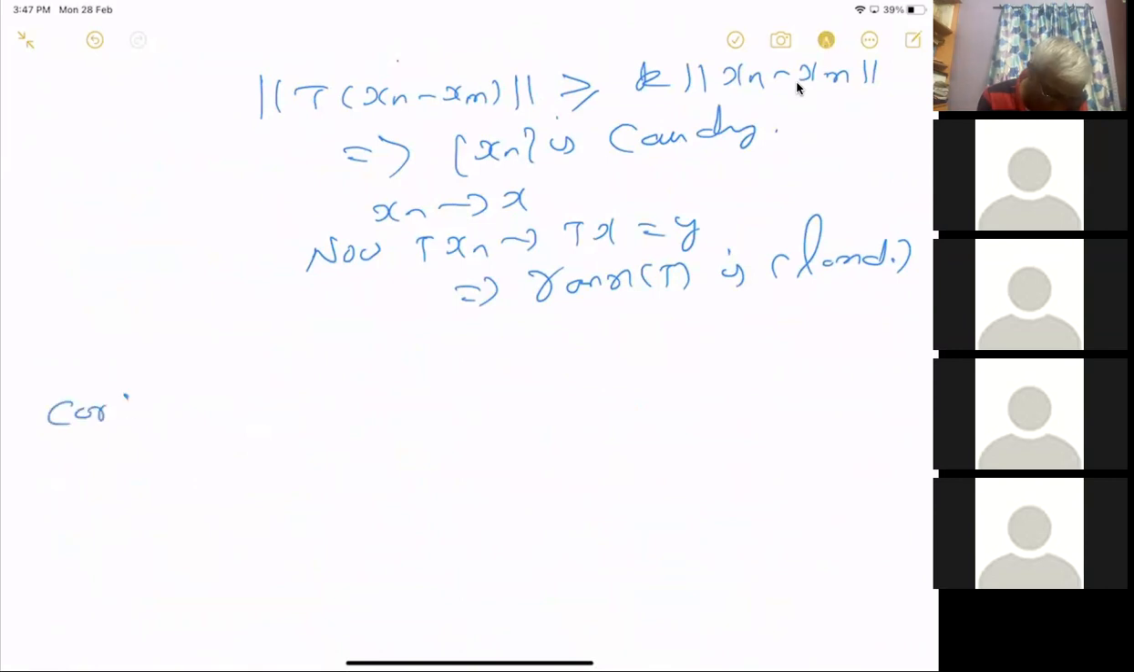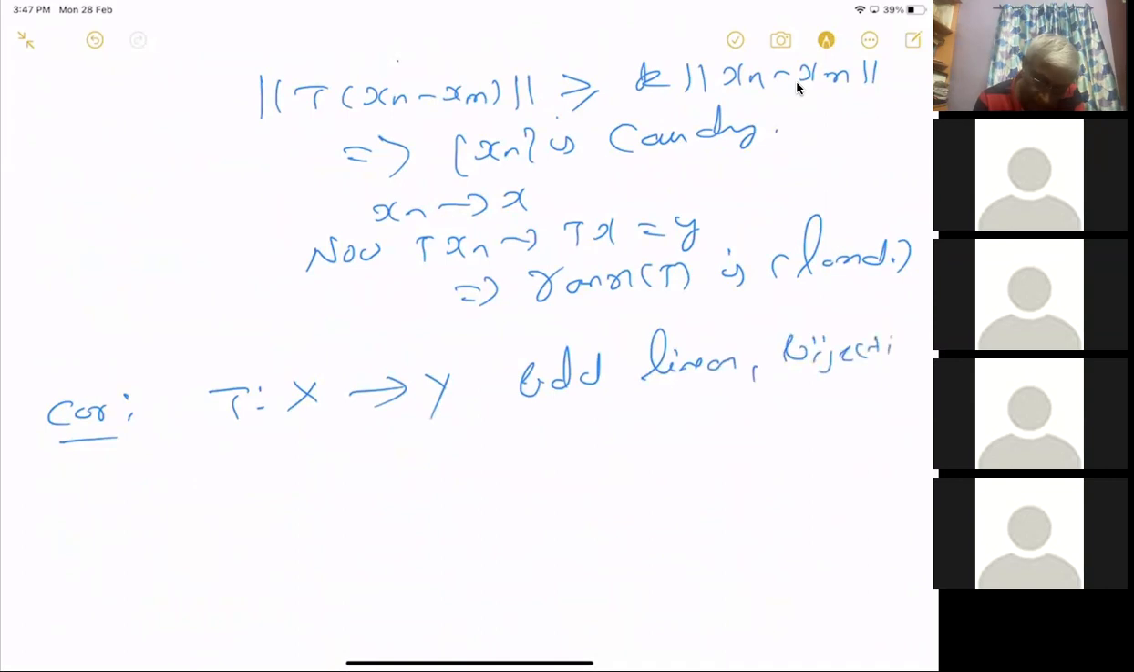So we have the following corollary. If T from X to Y is bounded, linear, and bijective, then T inverse, which is of course linear, is also bounded. T is an open map, so it takes open sets to open sets. That is, the inverse image under T inverse of an open set U, which is T of U, is open, which ensures the continuity of T inverse.